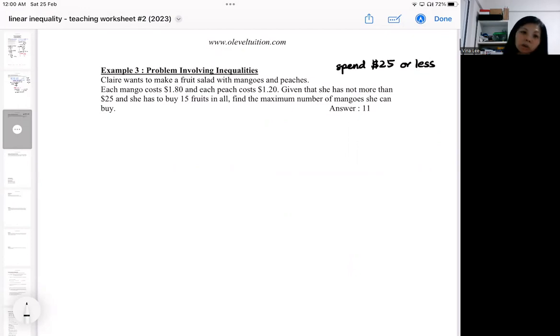So what are we interested in right now? We are interested in the cost of the mangoes and peach. So there's a little bit of quantity times price. So she has to buy 15 fruits. And we are interested in the maximum number of mangoes. So I will let X be the number of mangoes.